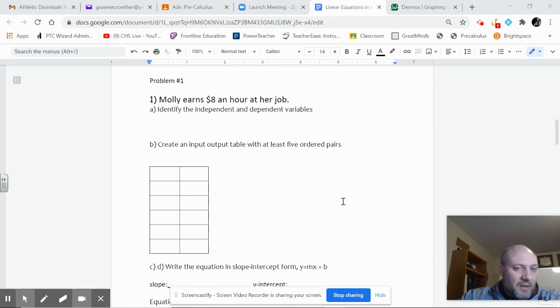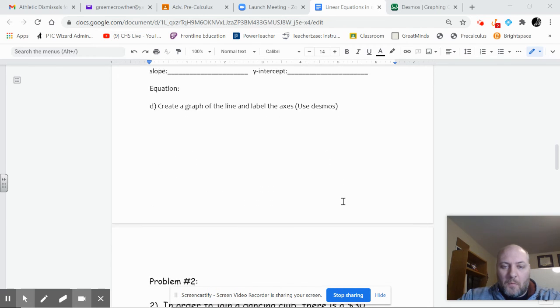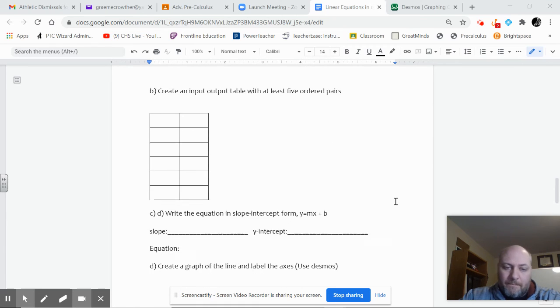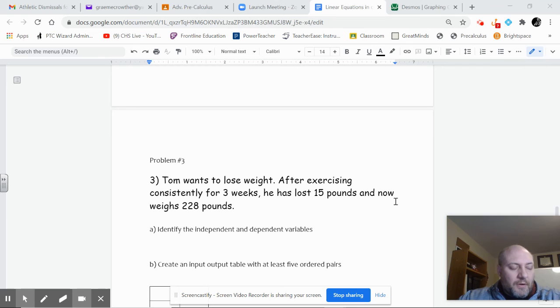The first scenario is Molly earns $8 an hour at her job. Your second scenario is that to join a dancing club, there is a $30 startup fee and a $4 monthly fee. And the third one, Tom wants to lose weight. After exercising consistently for 3 weeks, he has lost 15 pounds, now weighs 228 pounds. So those are all your scenarios, which you'll need to identify your variables, create a table, equation, and graph.